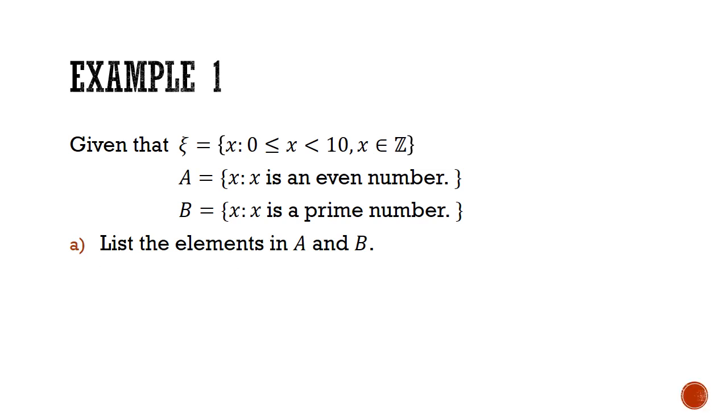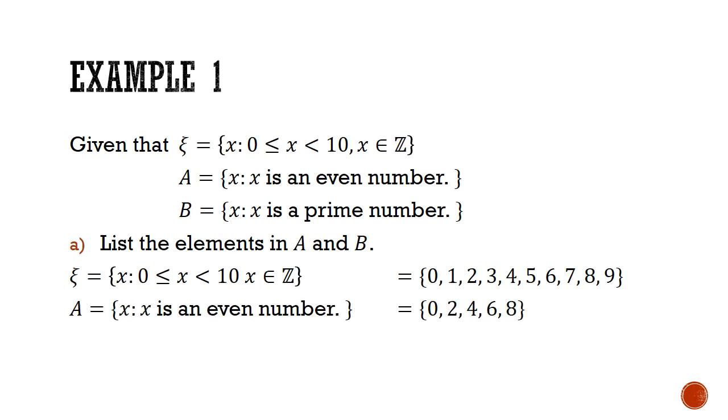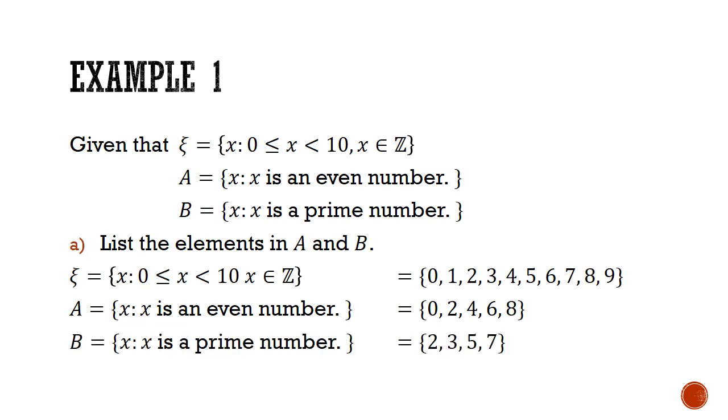Let's start with part A. A good practice is to list out all the elements in the universal set first. So here we get the numbers 0, 1, 2, 3 all the way to 9. Out of all the elements in the universal set, the only even numbers are 0, 2, 4, 6, and 8. The prime numbers are just 2, 3, 5, and 7. Note that 1 is not a prime number because prime numbers must have exactly two distinct factors.